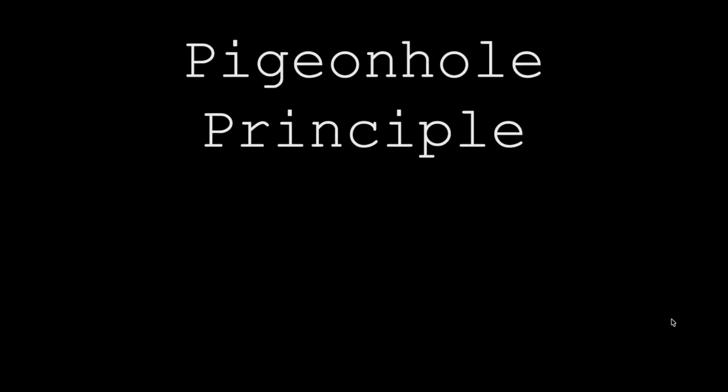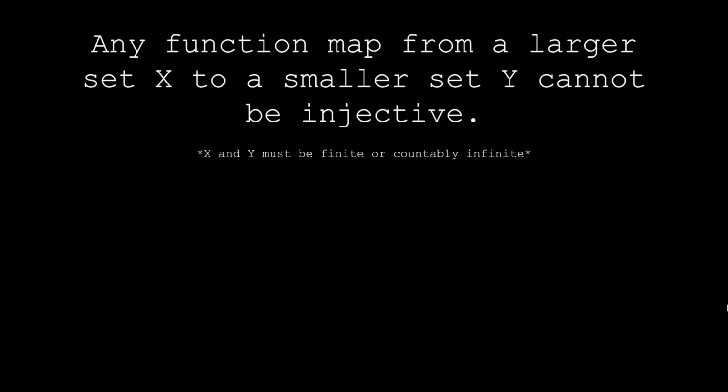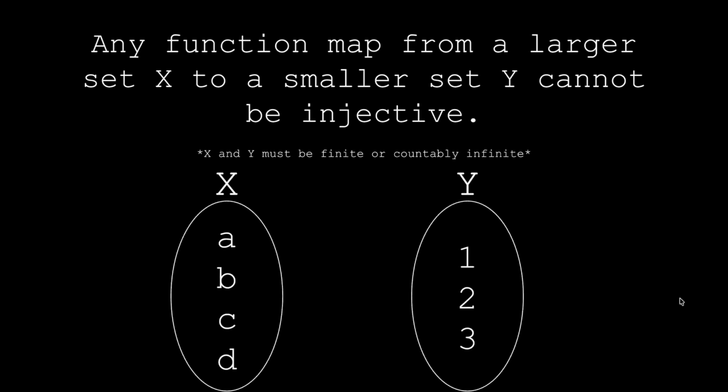But first, we must learn about the Pigeonhole Principle and the Quotient Remainder Theorem. This is the Pigeonhole Principle in math terms. Any function mapped from a larger set x to a smaller set y cannot be injective. This means that if I were to try to draw arrows from this set x to this set y, I wouldn't be able to give each element its own arrow. Some of them would have to map to the same element.